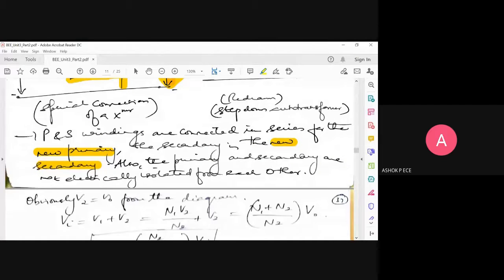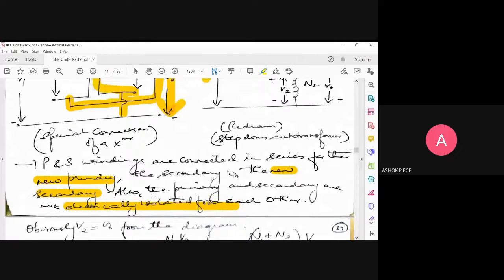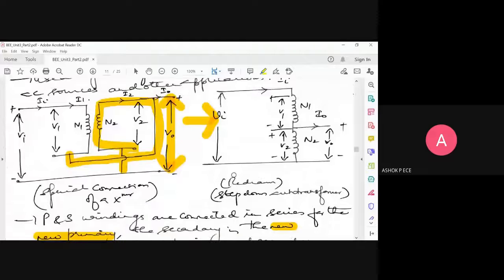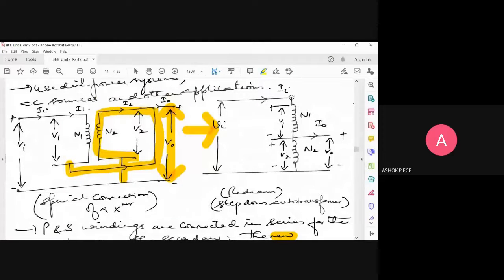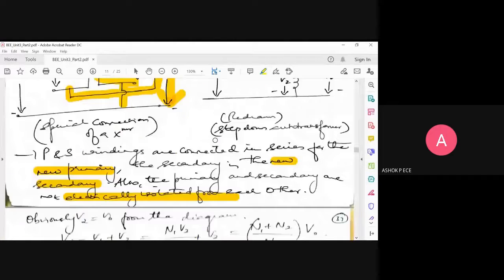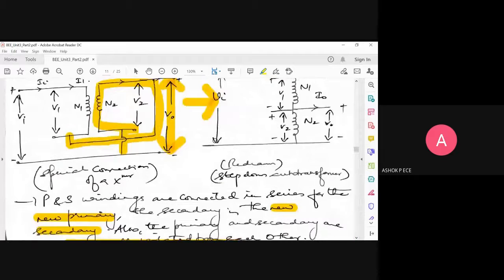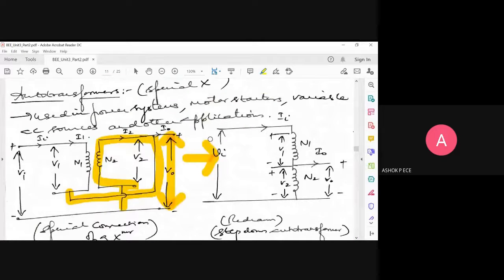And very important thing, primary and secondary are not electrically isolated. Isolated means they are far away, or there is no direct coupling between them. But here they are coupled by means of the current. So the same current is flowing through the primary and secondary. Are you able to differentiate normal transformer and auto transformer? Any doubts you have?